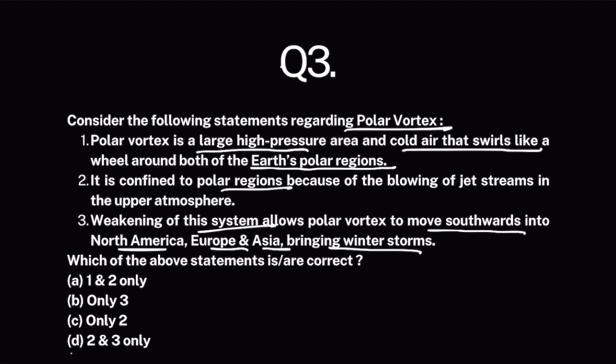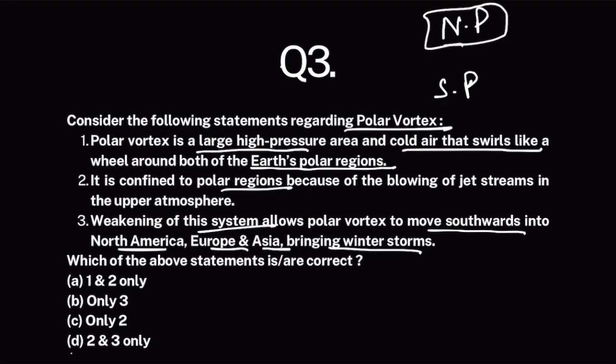All right. Currently, USA is facing very extreme winter weather. Winter storms are there, and many people have died because of it. The reason for that is that polar vortex, which is generally confined over North Pole and South Pole, the polar vortex at the North Pole, which remains over the Arctic region, has moved southwards into North America and even USA.